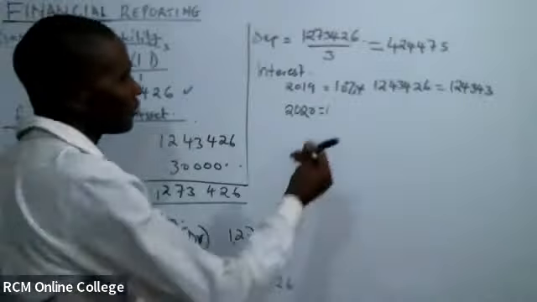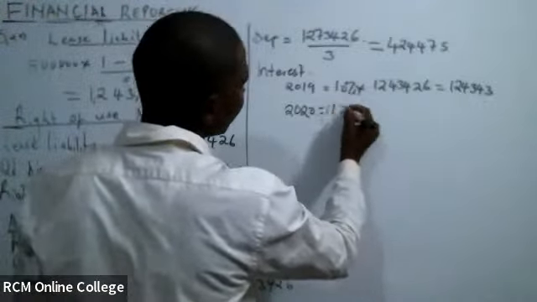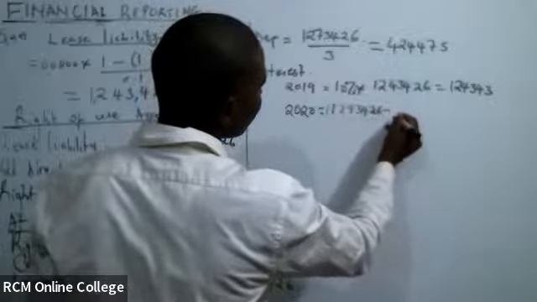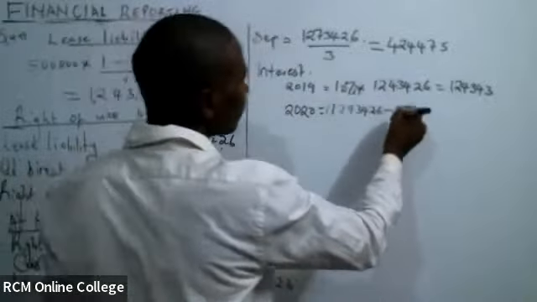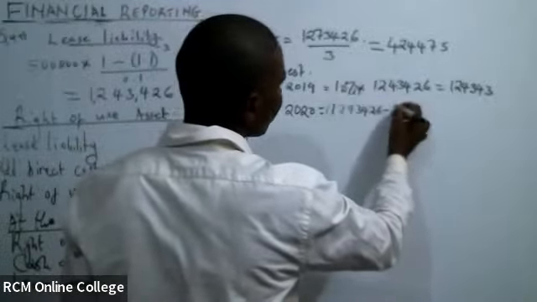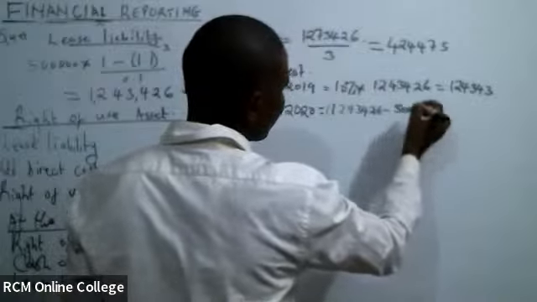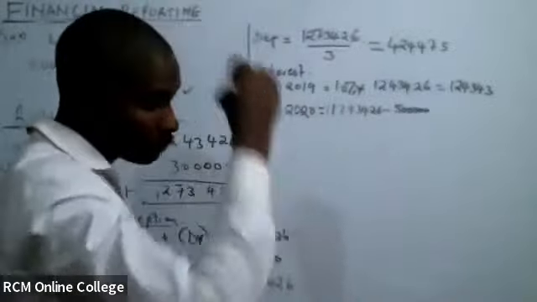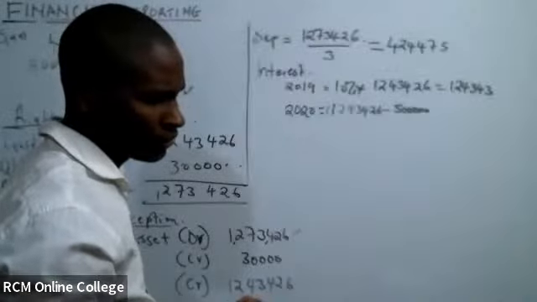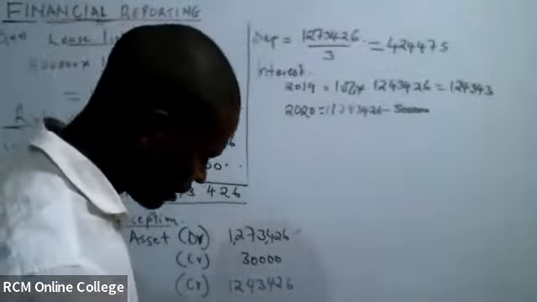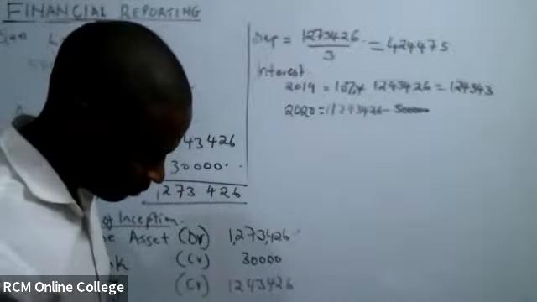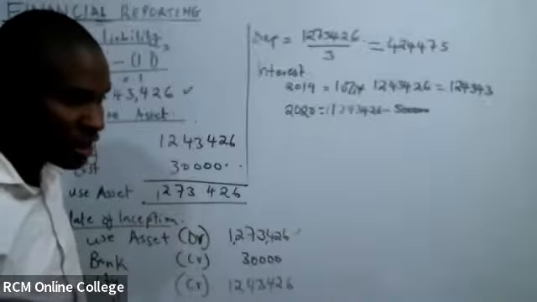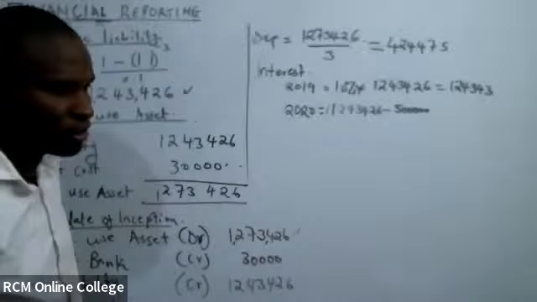So, it is 12,434.26 minus 500,000. This is paid. The payment was made at the start, at the beginning. That is where the difference was coming from. Payment of this installment, is it made at the start or at the beginning?